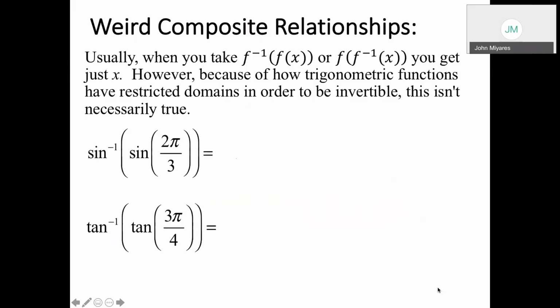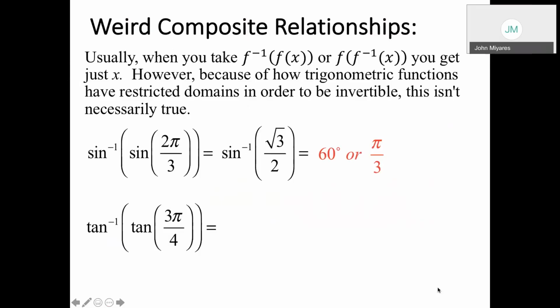If we were to take the inverse sine of the sine of 2 pi over 3, one might think, jumping to a quick conclusion, that the answer is going to be 2 pi over 3. However, it's not. The sine of 2 pi over 3 we know is the square root of 3 over 2. But the inverse sine of the square root of 3 over 2 ends up back in quadrant 1 based on how we had to restrict the range of the inverse sine function so that the answer will be 60 degrees or pi over 3 radians.